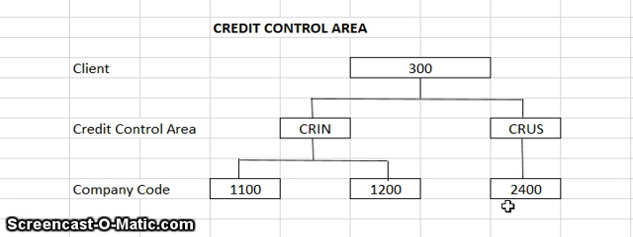So that is an example of how you can have more than one credit control area within a client, and you can have more than one company code within a credit control area, but you cannot have more than one credit control area within a company code. The company code only gets one credit control area.